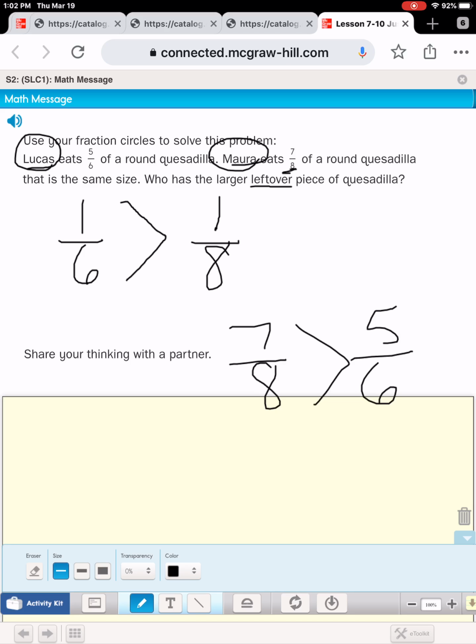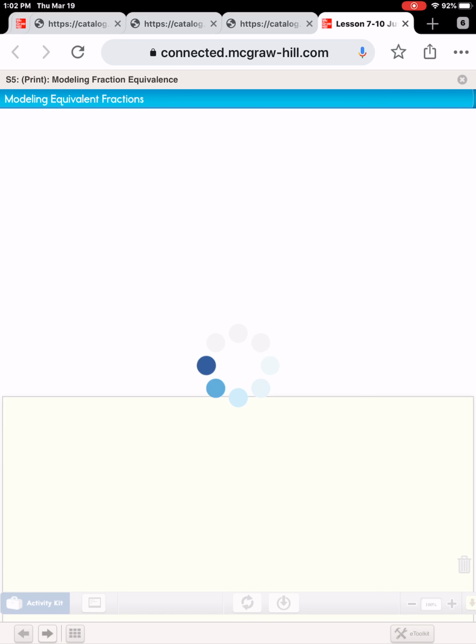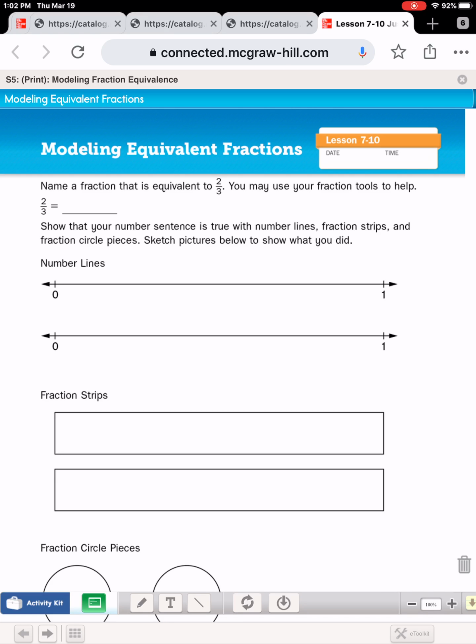All right, I would like you to turn to your journal page 243. It says modeling equivalent fractions. You can read at the top of your page, name a fraction that is equivalent or equal to 2/3. You may use your fraction tools to help.